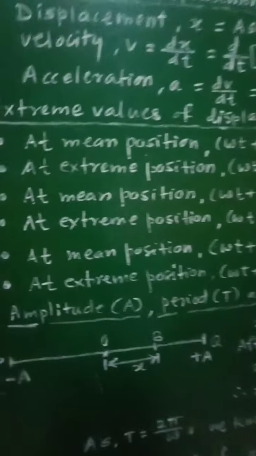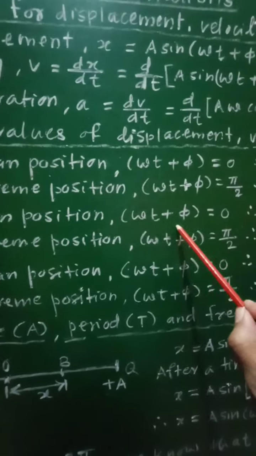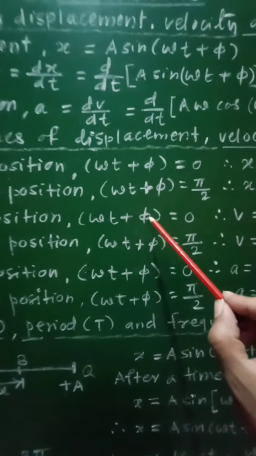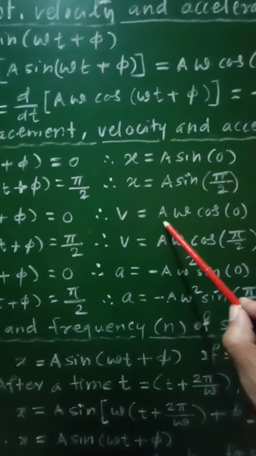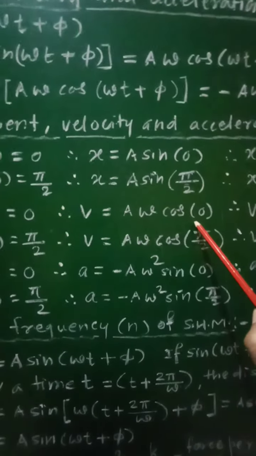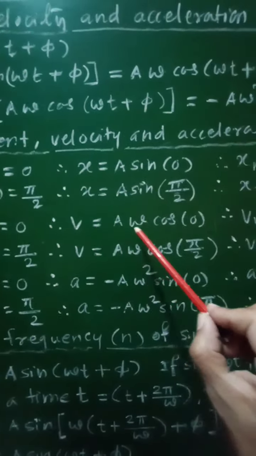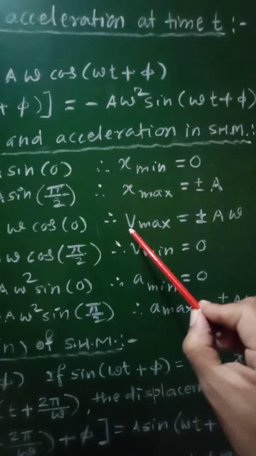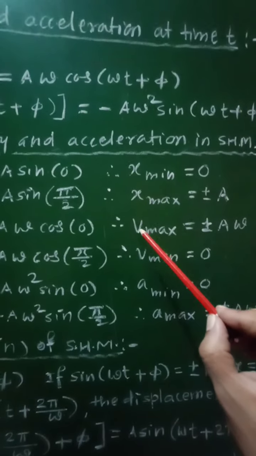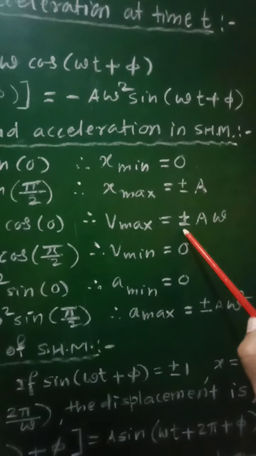Now let us go for velocity. Again at mean position we have omega t plus phi equal to 0. Putting this value in the equation of velocity we will get v equal to a omega cos 0. But cos 0 is equal to 1, and therefore v will be equal to plus or minus a omega, that is the maximum value of velocity. So velocity is maximum at the mean position and is equal to plus or minus a omega.